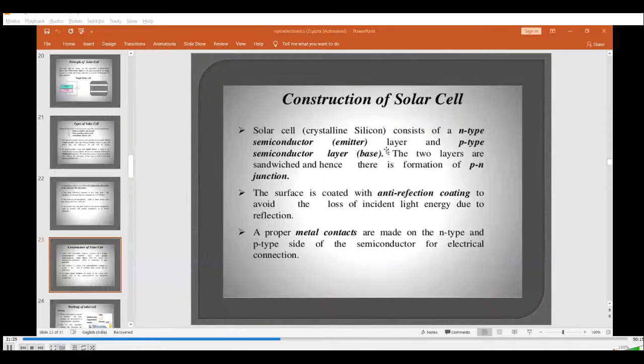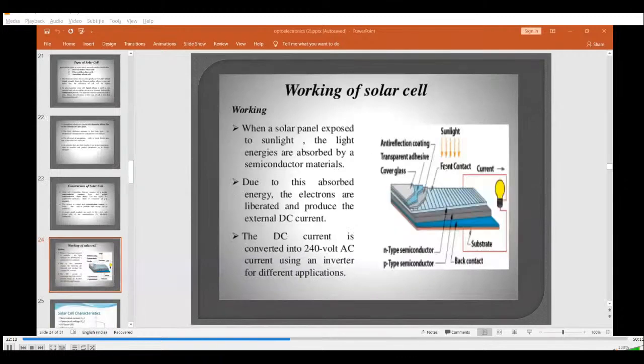Now coming to the construction of solar cell. So how do we construct a solar cell? Here a crystalline silicon consists of an N-type semiconductor and a P-type semiconductor layer. Two layers are sandwiched. Hence, there is a formation of PN junction. We know that very well, isn't it? In the construction part, this PN junction is constructed by using different semiconductor materials. But generally, we use germanium, silicon, or gallium arsenide, or indium arsenide, or cadmium arsenide, etc. For the construction of solar cell, we are using such type of materials. This is the construction.